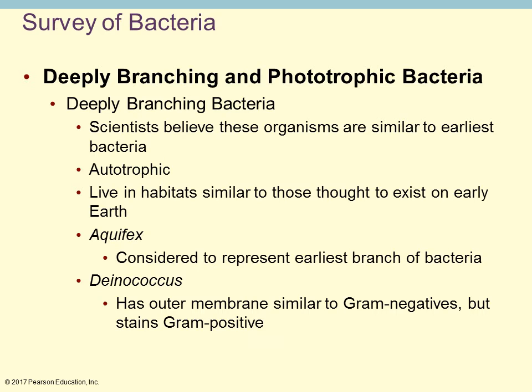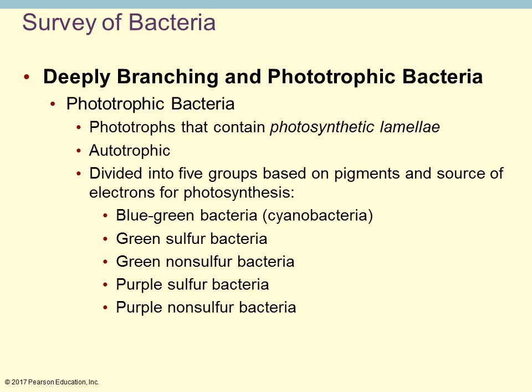Some of your what we call deeply branching bacteria, these are usually autotrophic ones. They live in habitats that are fairly harsh, which once again is felt to be similar to the way things were when Earth first started, when life first began on Earth. So from the evolutionary standpoint, these are the first ones that were there.